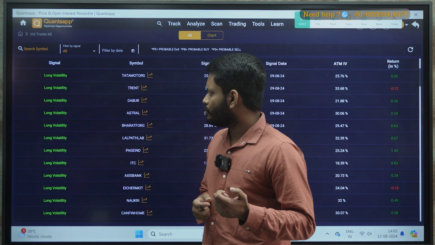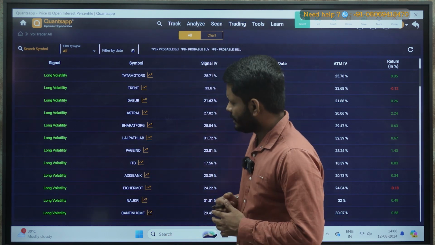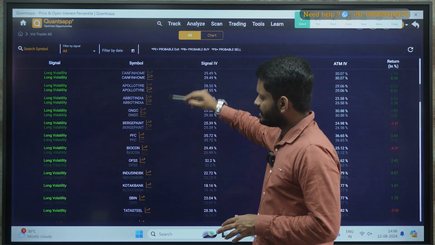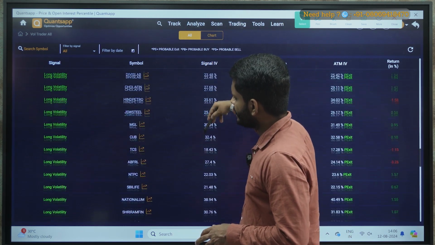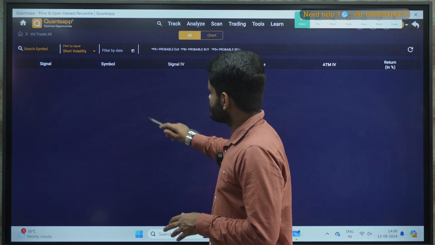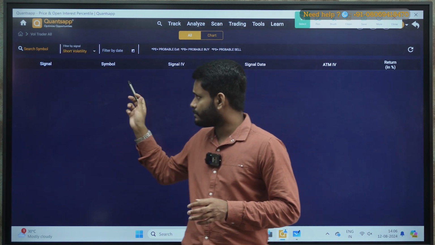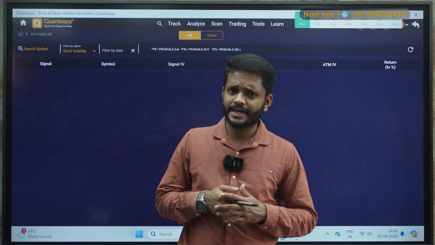So in that case, you can go with a time stop loss of say 3 days or 4 days, depending, correct? And one more signal you will be getting. As of now, I don't see any signal over here. Let me filter short volatility. So as of now, there is no signal of short volatility, but there is a possibility that sometime it will give you a signal of short volatility as well.